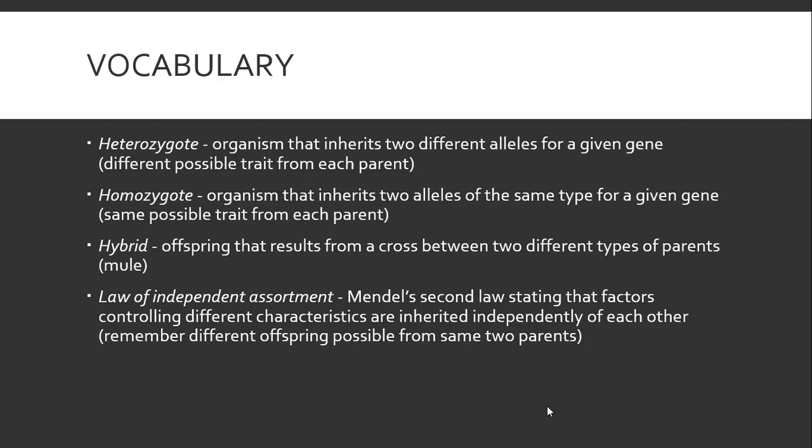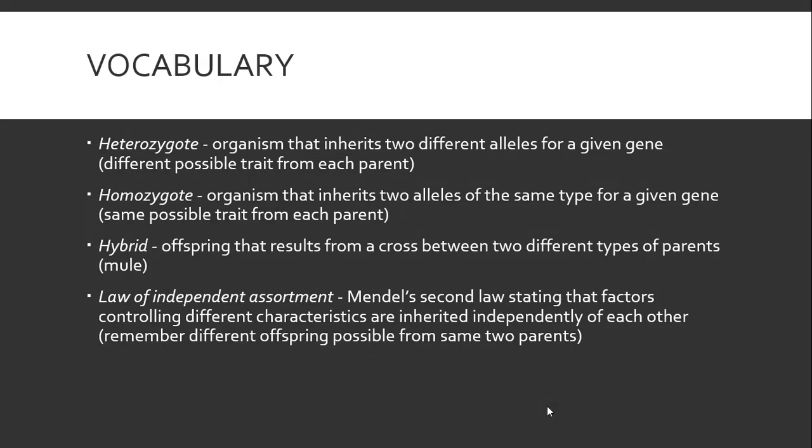Heterozygote and homozygote. Hetero means different, homo means same. So heterozygotes are organisms that get two different alleles for a given gene. So a different possible trait from each parent. Like you got curly hair from mom and straight hair from dad. Homozygote is an organism that gets the same alleles from each parent. So like dad has straight hair, mom has straight hair.